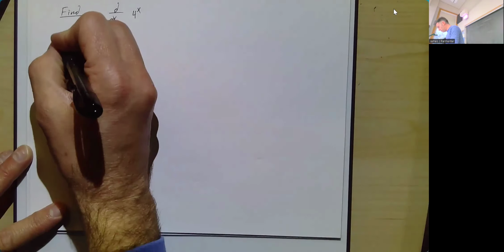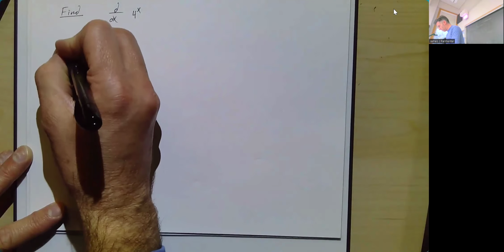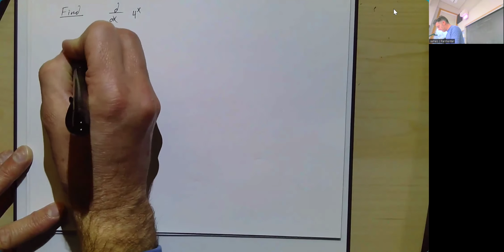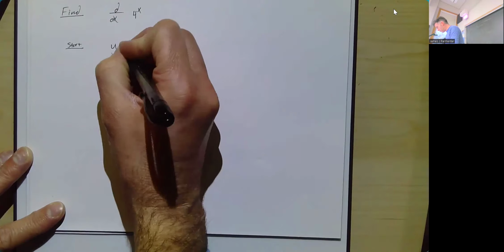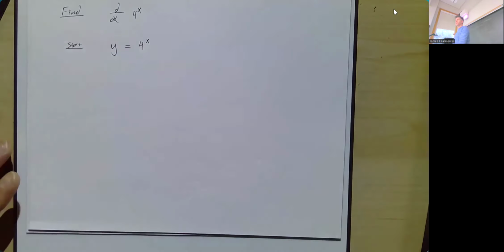So the way we usually do this is by starting with setting y equal to 4 to the x. And then typically when we have some variable in the exponent, we want to get it out of the exponent. Give me a quick moment over here for one second.